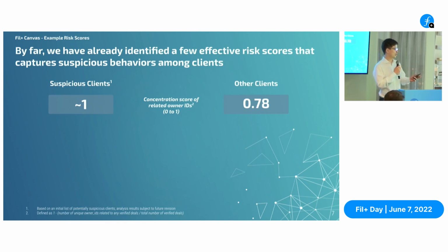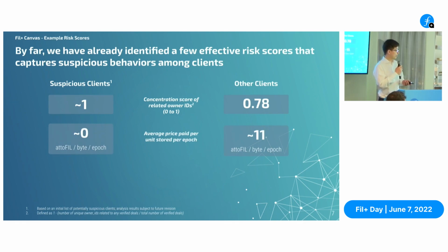Number 1 is concentration score as related to owner IDs. It's a score measure from 0 to 1, which measures how concentrated the deal flow is from clients to storage providers. We observed that among suspicious clients, this concentration is very high, very close to 1, versus other clients at 0.78.